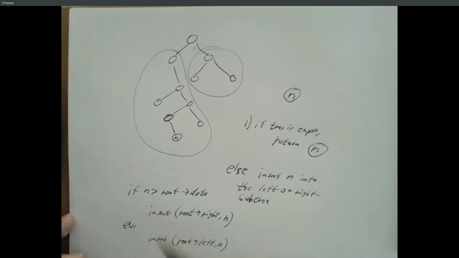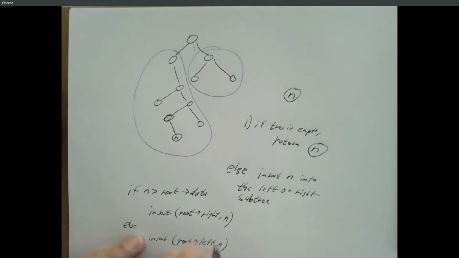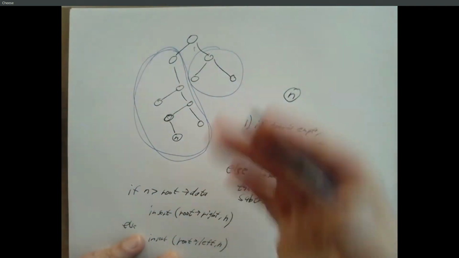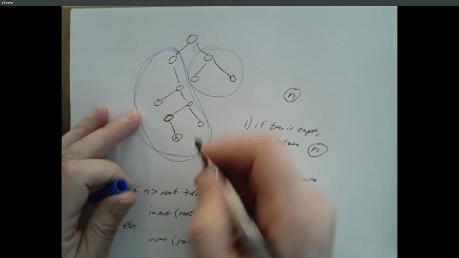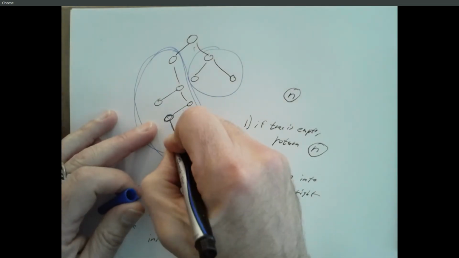So in this case, where n was some number smaller than the root, we're going to say if n's bigger than the root, do this. It's not, so we're going to say take root left, that's this tree here, and we're going to say insert n into that. And what insert's going to do is it's going to move down there, and eventually it's going to come down here, tack an n onto here, stick it as the right child.